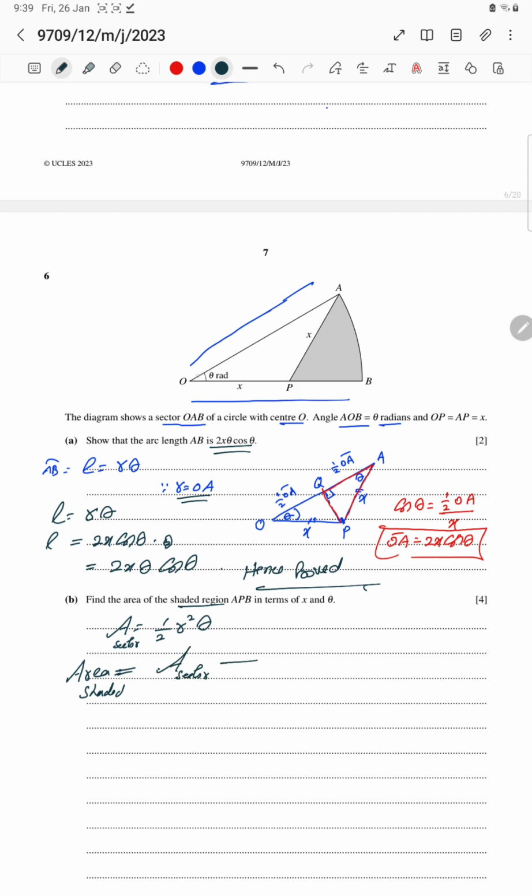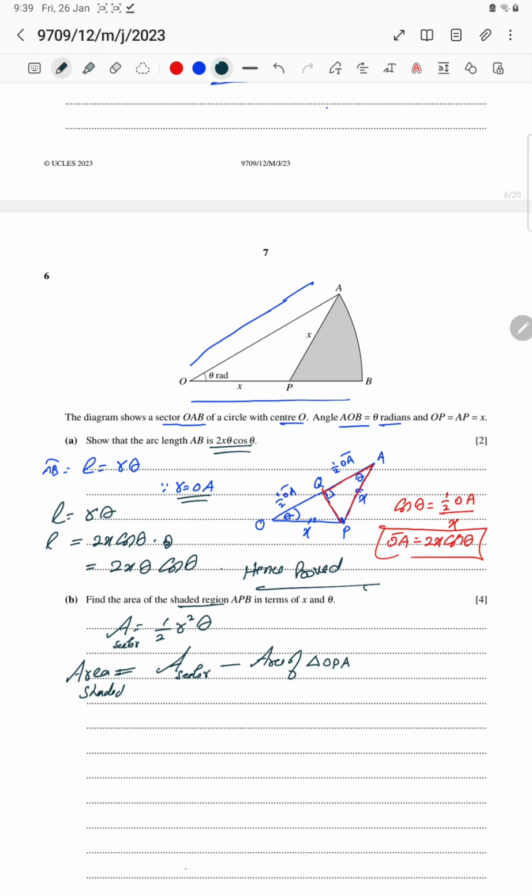minus, out of this total area, this one I'm going to write for you. See the figure. Out of this total area of the sector, if I cancel the area of this triangle, only then the area of the shaded part will be left. So we can write area of sector minus area of triangle OPA.